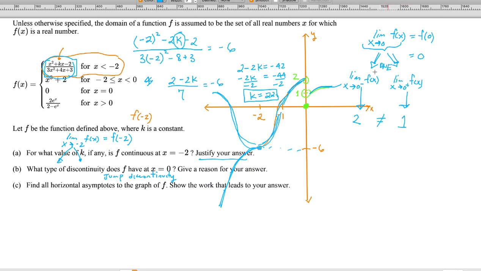Because in order for the limit to exist, the left-hand limit needs to equal the right-hand limit. If the left-hand limit does not equal the right-hand limit, then the limit does not exist. And that's why it's a jump discontinuity, because both these limits exist, but they're not equal.